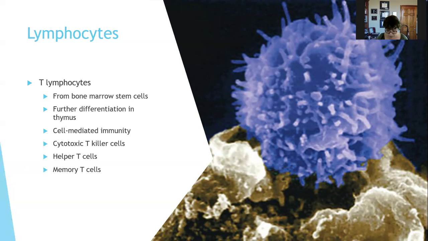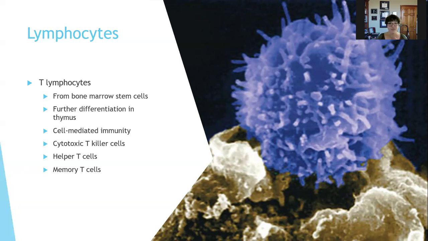body. The two groups of lymphocytes, the B lymphocytes and the T lymphocytes, perform two different types of functions, and we'll talk about each one. So it's either going to be cell-mediated immunity or humoral immunity. The T and the B stand for where they mature. T lymphocytes mature in the thymus. B lymphocytes mature in the bone marrow.